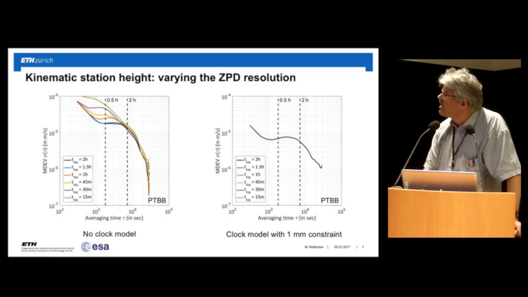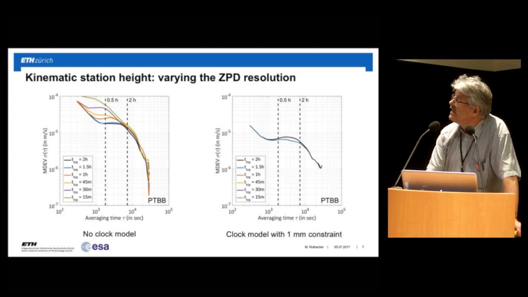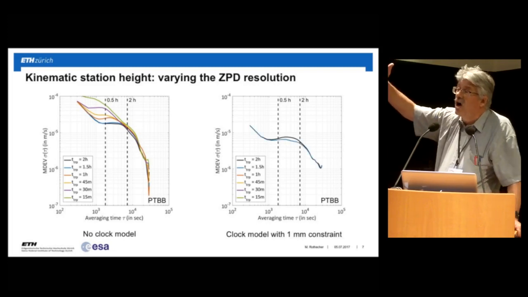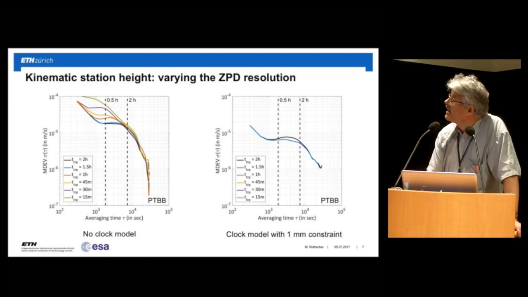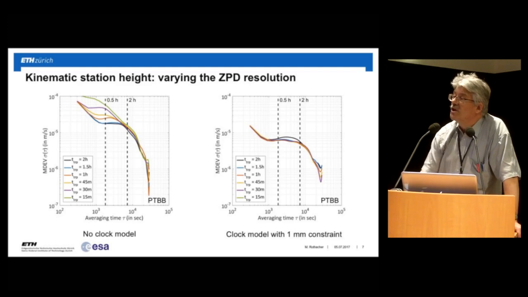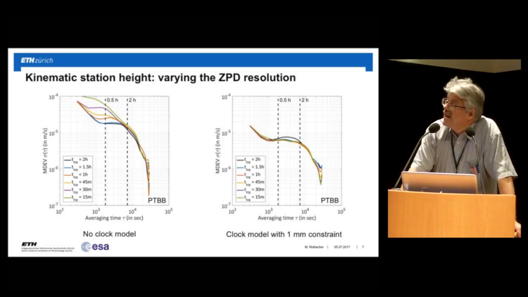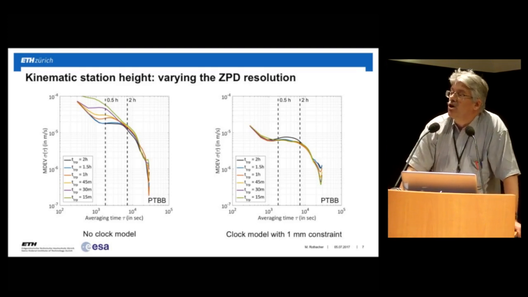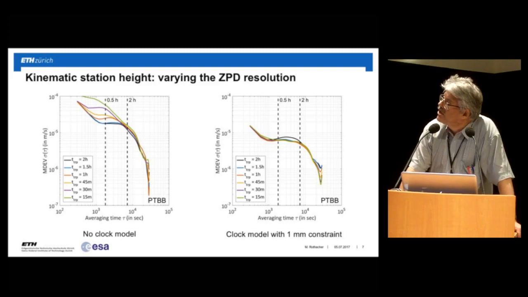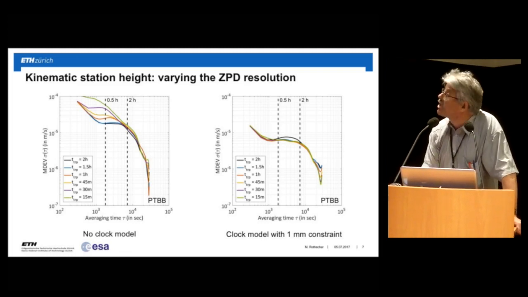When we now look at the same example, but we take the clock with the constraints, then you see that first of all the bulge is going down, which is probably what we expected a little bit, but then what is more important, it just stays constant all over. That means we can resolve the troposphere to whatever degree of resolution in time without any impact on the kinematic station heights, which I think is a nice thing coming out of this clock modeling.